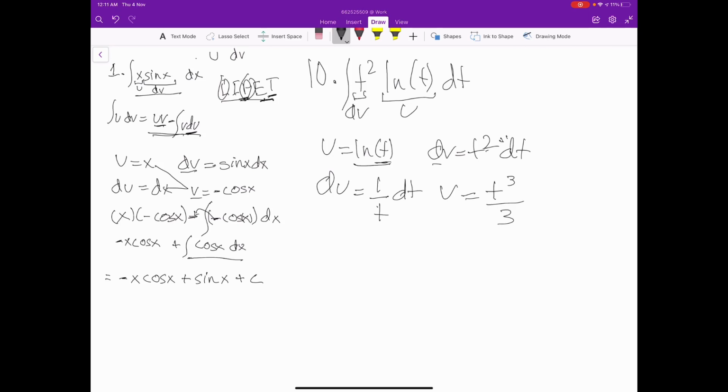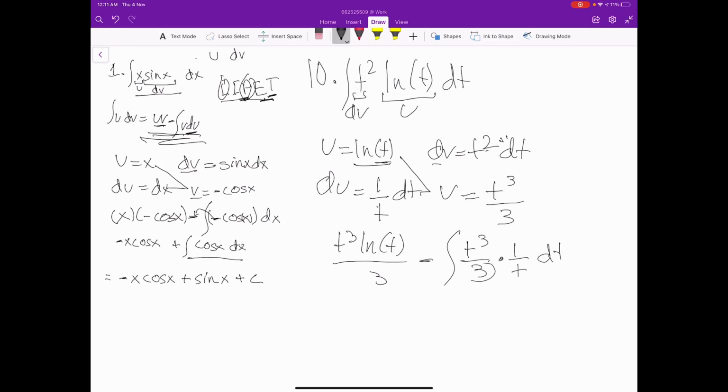The du will be the derivative of ln, which is 1 over x, or we have it in terms of t. Don't make this silly mistake, please. 1 over t dt. And our v will be the integral of t squared: we add plus 1 to the exponent, t to the power 3 all over 3. Now we have the ingredients, and now we will do the cooking. So it will be t to the power 3 ln t all over 3. We will apply the same formula, we already have it on the top. Minus integral of t to the power 3 all over 3 times 1 over t dt.